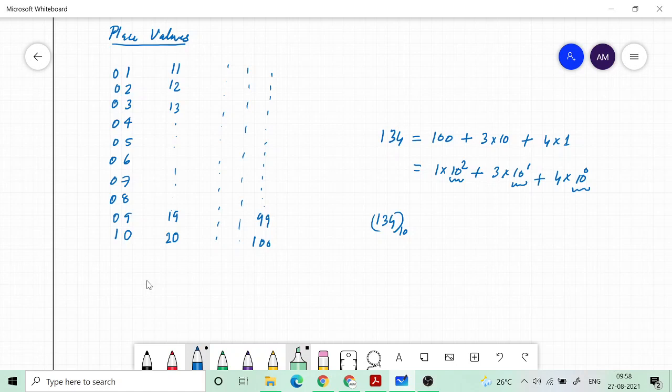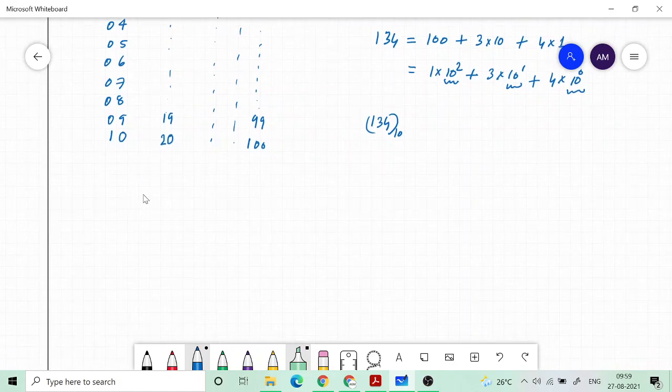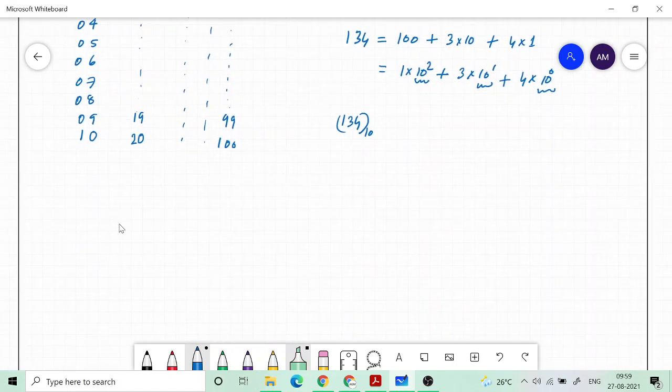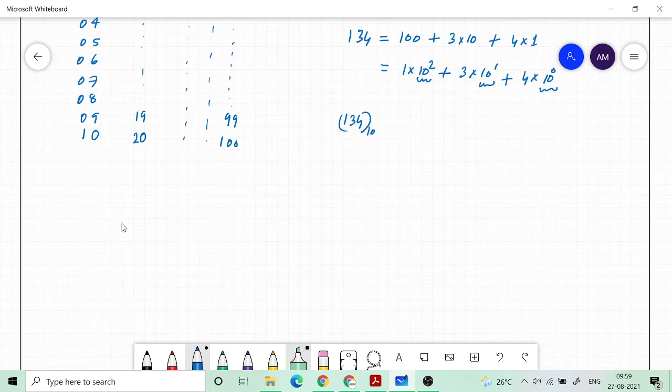Okay, so the same concept of place values, that is assigning different values to the positions in a number, can be extended to other number systems. So for example, in this course, what is going to be more popular in digital system design is a number system which is called the binary number system. Okay, so let me go to the binary number system. So this is the third number system. Okay, so this is the binary number system.